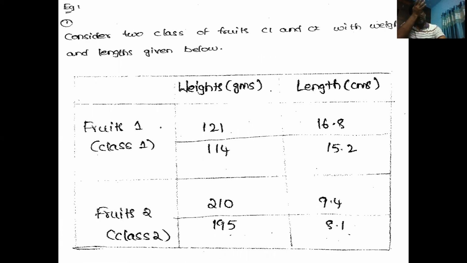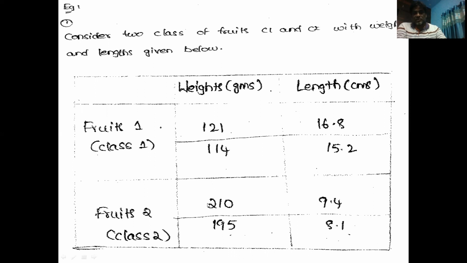Let us understand the process of perceptron convergence with the help of a simple example. Look at the table. There are two classes of fruits available, fruit 1 and fruit 2. The first fruit, fruit 1 class, has two samples. The first sample is 121 grams weight and the length is 16.8 centimeters. The second sample is 114 grams weight and 15.2 centimeters length. So these two belong to fruit 1 class.